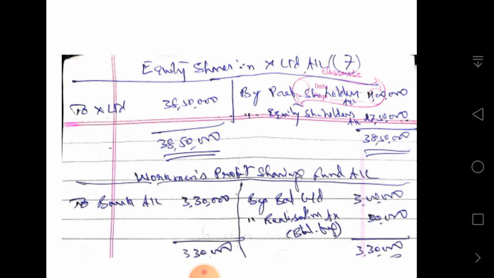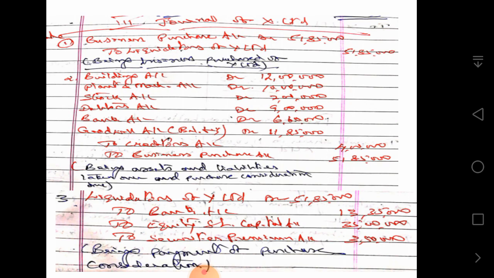Now we shall go to journal entries of the purchasing company. They are purchasing the business for 51,85,000, purchase consideration is shown. So business purchase account debit, liquidation of Y Limited 51,85,000. This is for purchase consideration, being purchase consideration due.